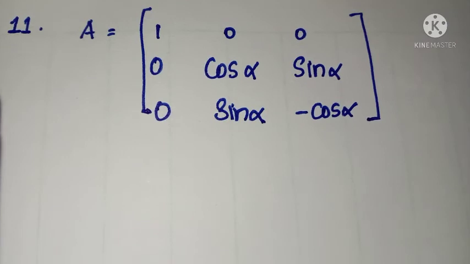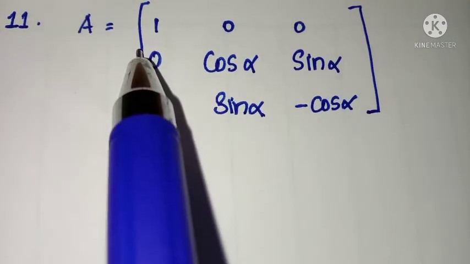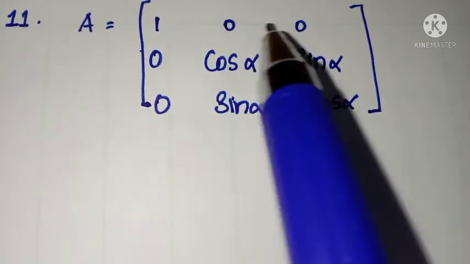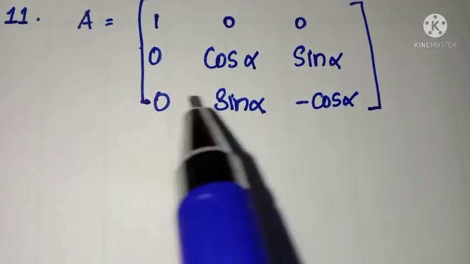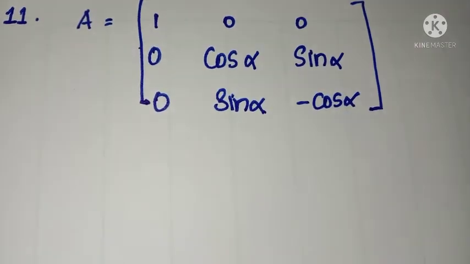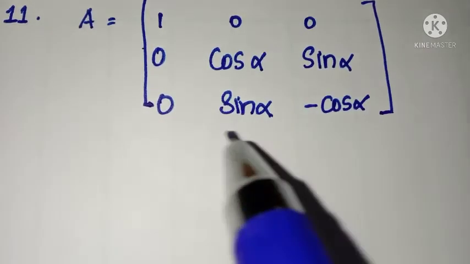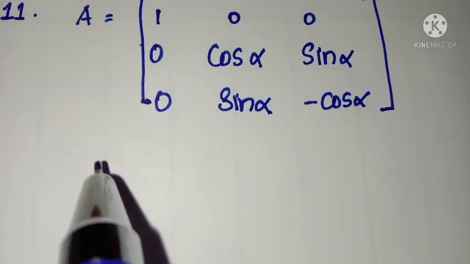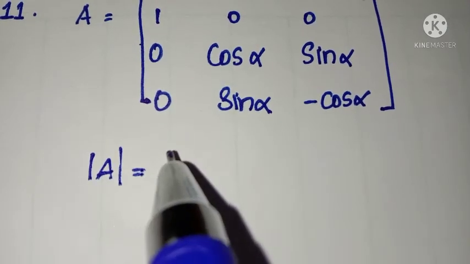Next question, question number 11. Find the inverse of the matrix A equal to [1, 0, 0; 0, cos alpha, sin alpha; 0, sin alpha, -cos alpha]. First we want to see whether the matrix is singular or non-singular. So find the determinant of A.